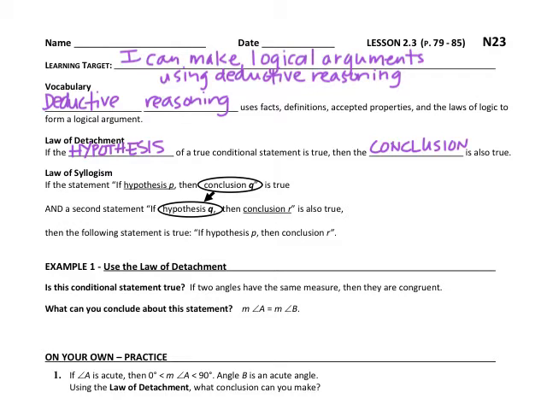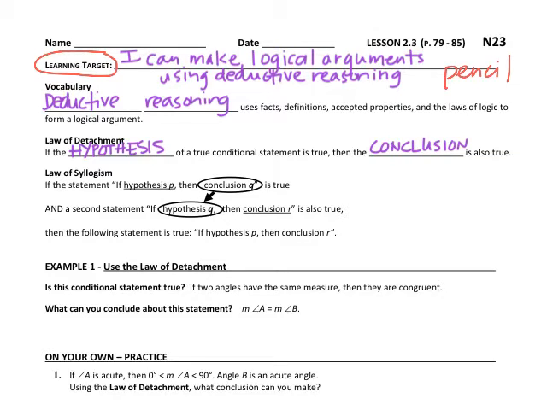This is lesson 2.3. The learning target for this lesson is I can make logical arguments using deductive reasoning. So please make sure that you write down the learning target, and also please make sure that you are using pencil to do your notes. We have a few vocabulary.